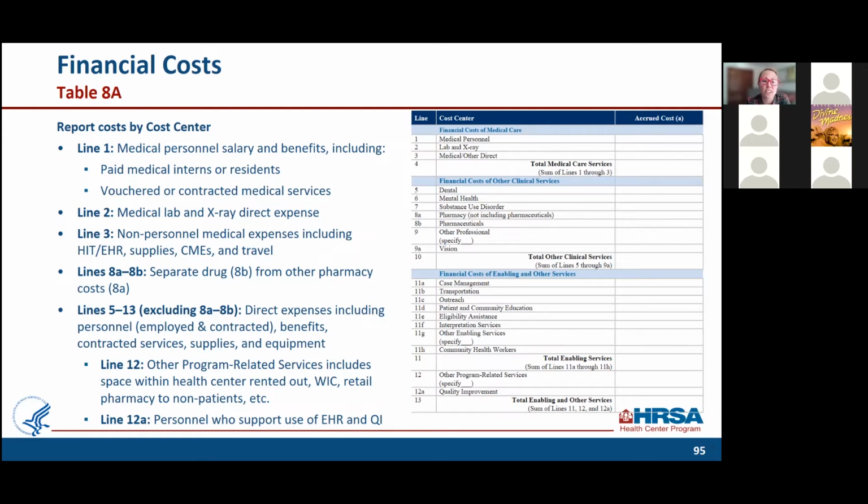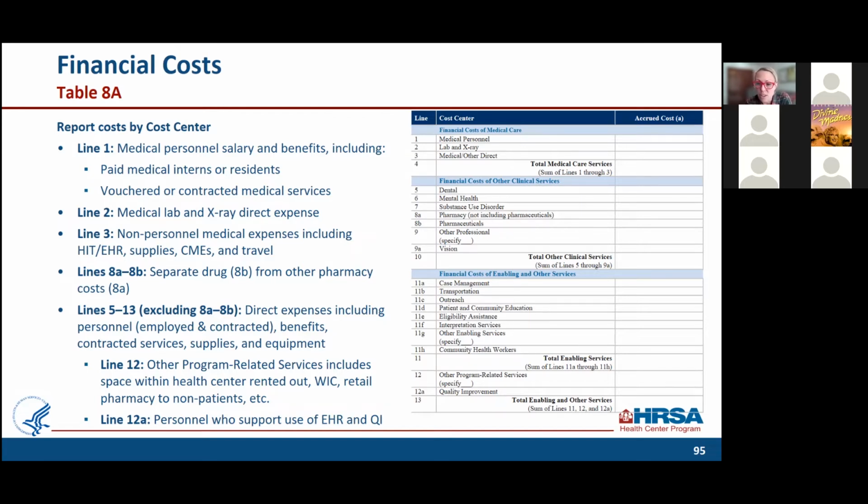All other cost centers' costs are reported in sum and include direct expenses, including personnel, hired or contracted, benefits, supplies, and equipment and depreciation. These are all reported on lines 5 through 13, excluding 8A and 8B. Again, I encourage you to review that crosswalk on page 174 of the UDS manual for exactly where each line of Table 5 is mapped to 8A.